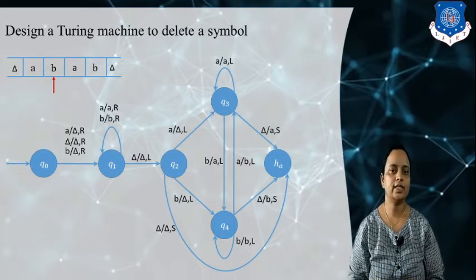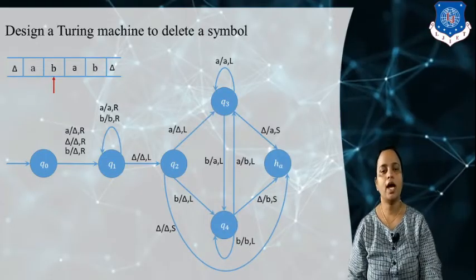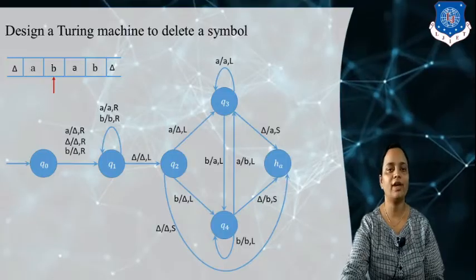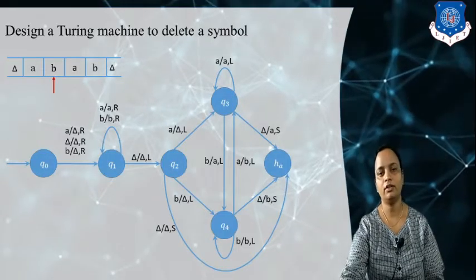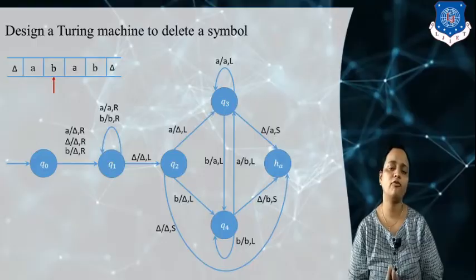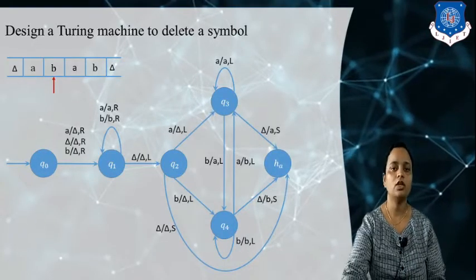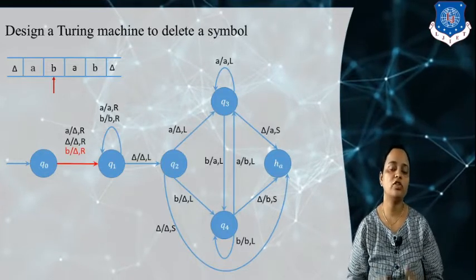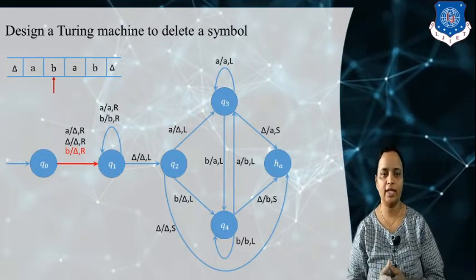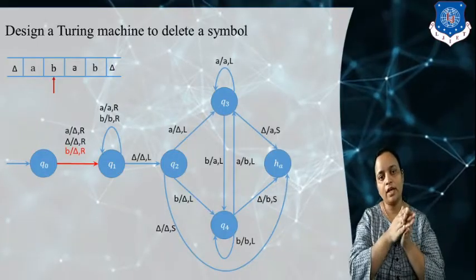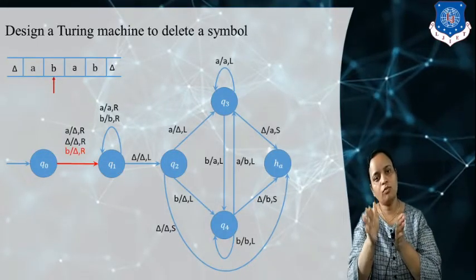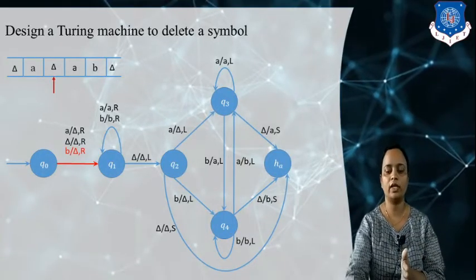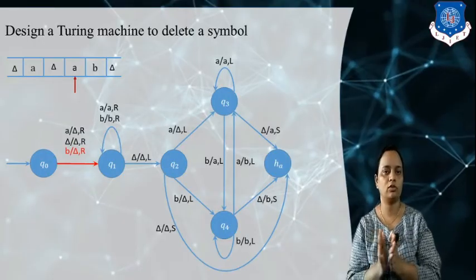Now understand the state transition diagram. We are at the initial state, which is Q0. Here we are following our logic. In the logic, step number 1 says that the symbol which you want to delete is replaced by a delta. So B slash delta, and after replacing, we need to move our tape head to the right direction. So after replacing, my head is going to the right side.